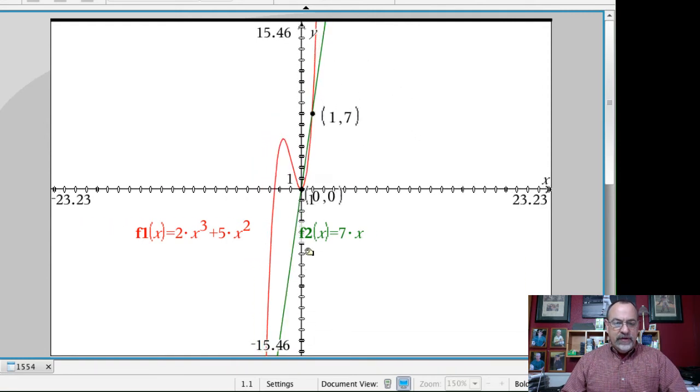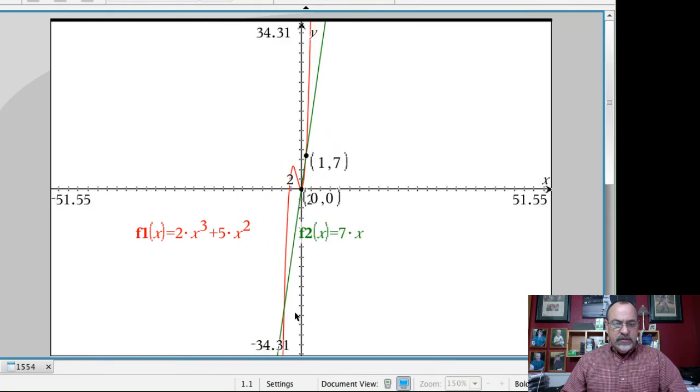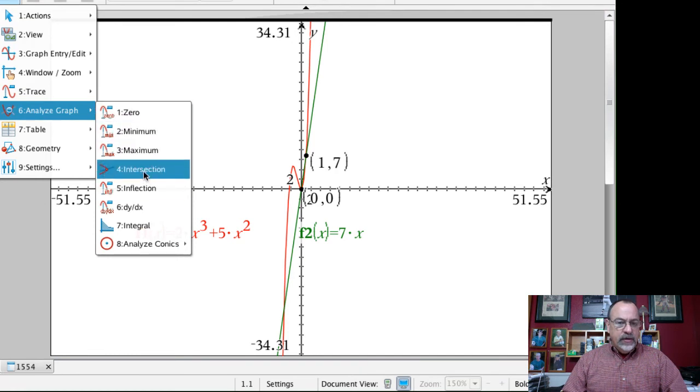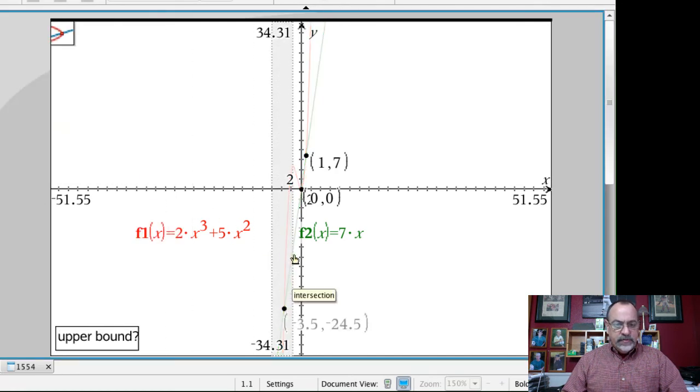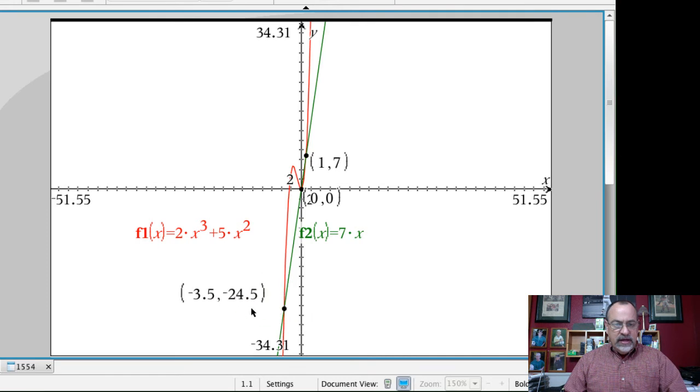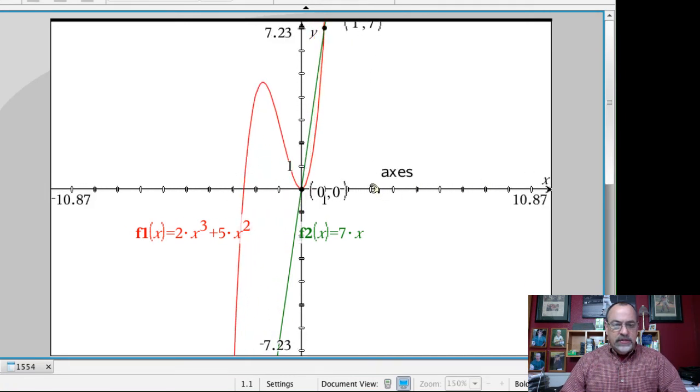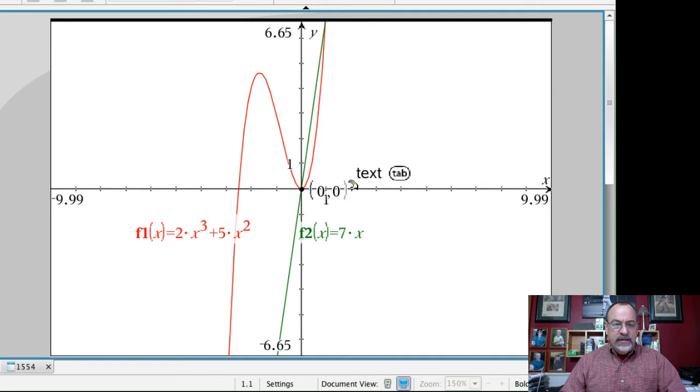However, if I adjust my window even further, you'll notice that there's another intersection point way down here. And you'll notice what my window is at right now. I've got negative 55 to 51 on my x-axis and negative 34 to 34 on my y-axis. So I really had to adjust my window pretty far out in order to see all the intersection points. And if I calculate that, I'll get negative 3.5. So you can see I really have to be aware of making sure I look at all the places where these intersection points might be, because I may not be able to see them in my initial window.